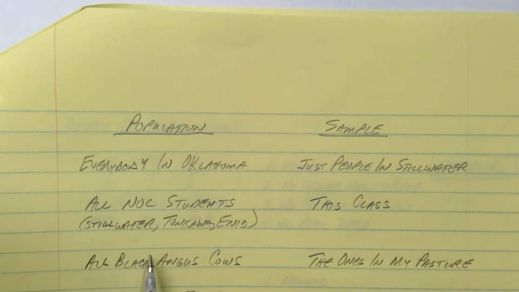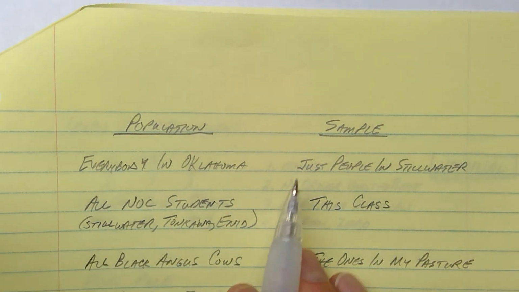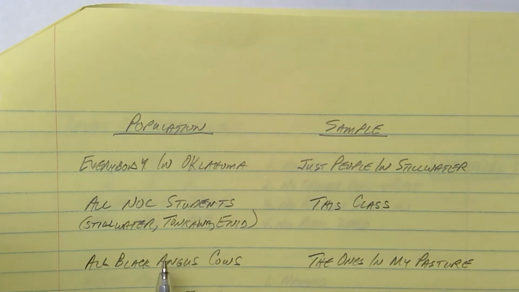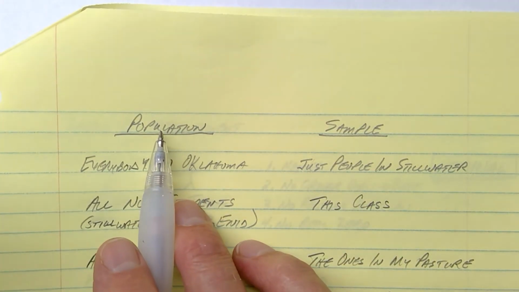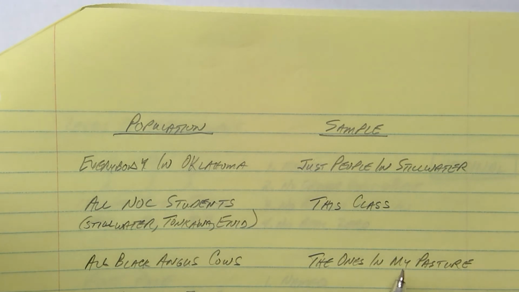Maybe the population is all Black Angus cows. It's a certain breed of cow, all right? Maybe all Black Angus cows in the nation, in the United States, or maybe in the world, all right? But I don't have time to go measure, let's say, the average weight of a Black Angus cow. I don't have time to go out and measure every Black Angus cow in the world. So instead, what I do is I take a sample, I take a subset, a small group from the population, and I measure that one. So maybe the ones in my pasture are convenient. I can weigh all of them, add them up, and divide by how many cows I have.